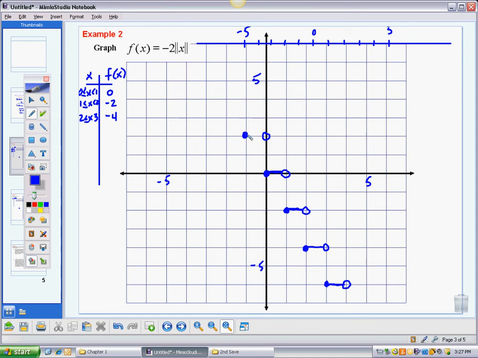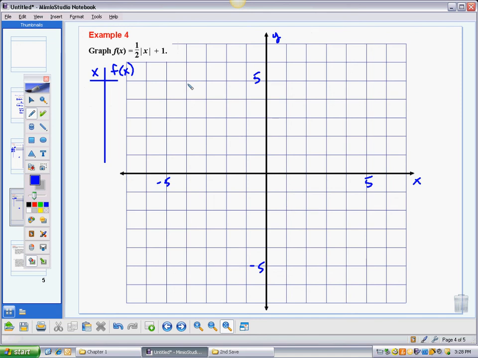You can kind of see this pattern happening here. Okay? So that's how this greatest integer function is going to work. We see what is the output from the greatest integer, and then in this case, I was then multiplying that by -2. Okay?